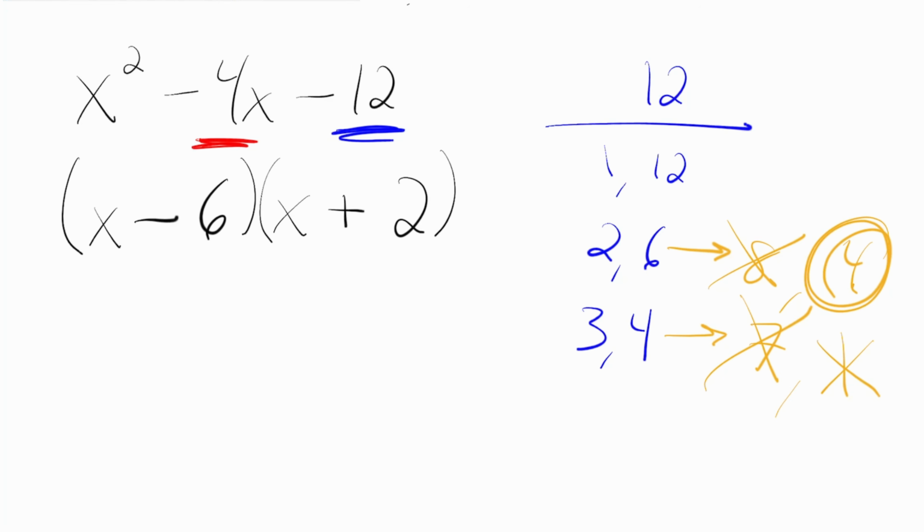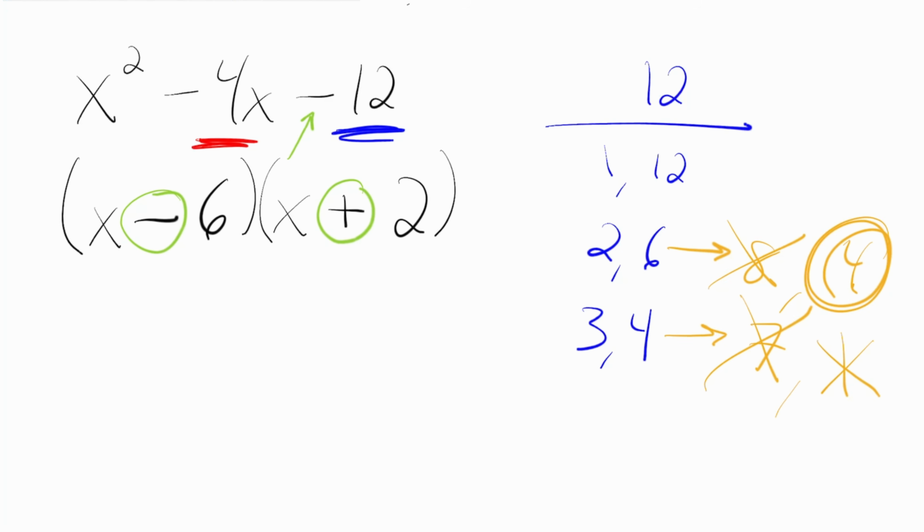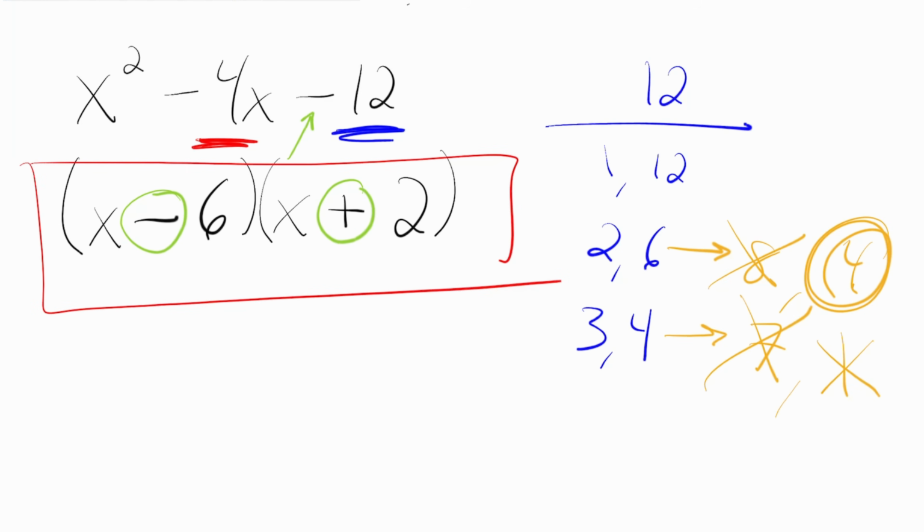There is one last step that a lot of kids forget to do, and it is really important to making sure that you get this problem absolutely correct 100% of the time. And that is to make sure that these middle signs right here do multiply to get the sign right here. In this case, if that negative times a positive equals a negative, which it does, we know we've got this problem 100% correct, and we are done with this problem.